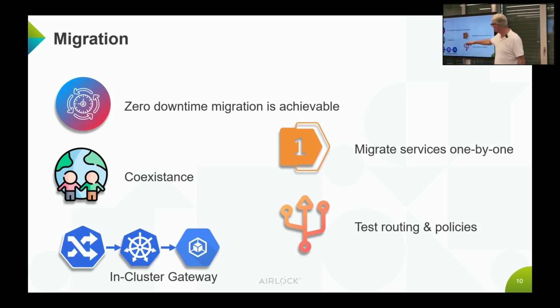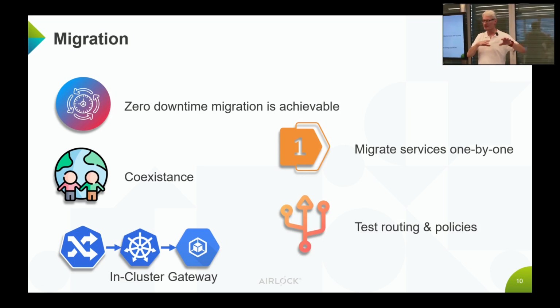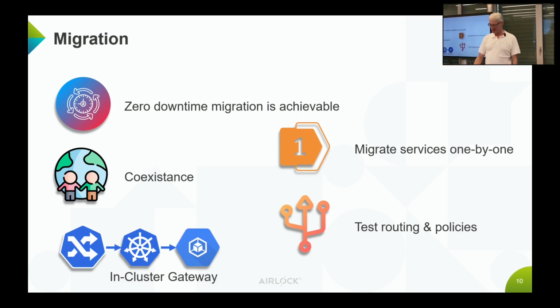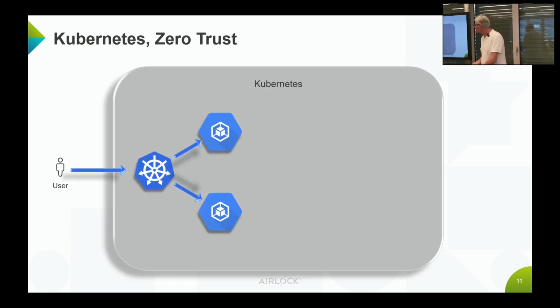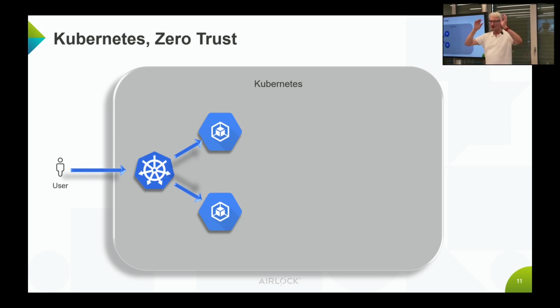Okay, so now you have migrated, and then you can remove the old stuff, the old Ingress-NGINX, because you want to get rid of that. So what you then have is your user trying to access the applications. You have the Gateway API doing the ingress function, and then distributing the traffic to the pods.